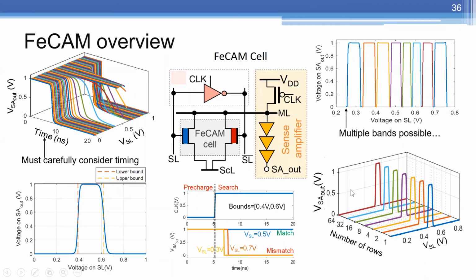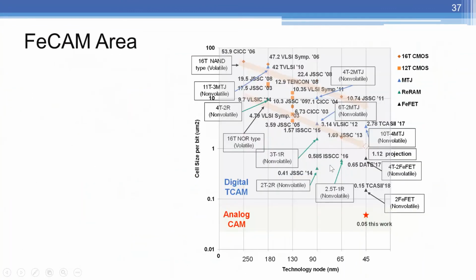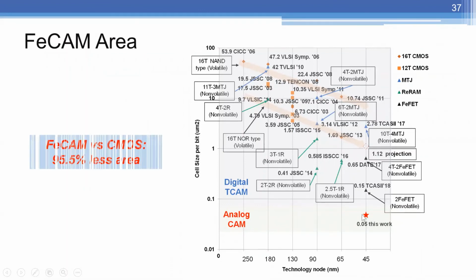The scalability of the proposed FeroCAM has been validated in terms of increasing number of rows and increasing number of columns. And since we can achieve at least a 3-bit storage in the FeroCAM cell, we can expect that the FeroCAM area overhead is much less than the digital type of TCAM designs, for example, 0.05 micrometer squared per bit. Therefore, the FeroCAM design can achieve around 95.5% less area overhead compared with the CMOS.